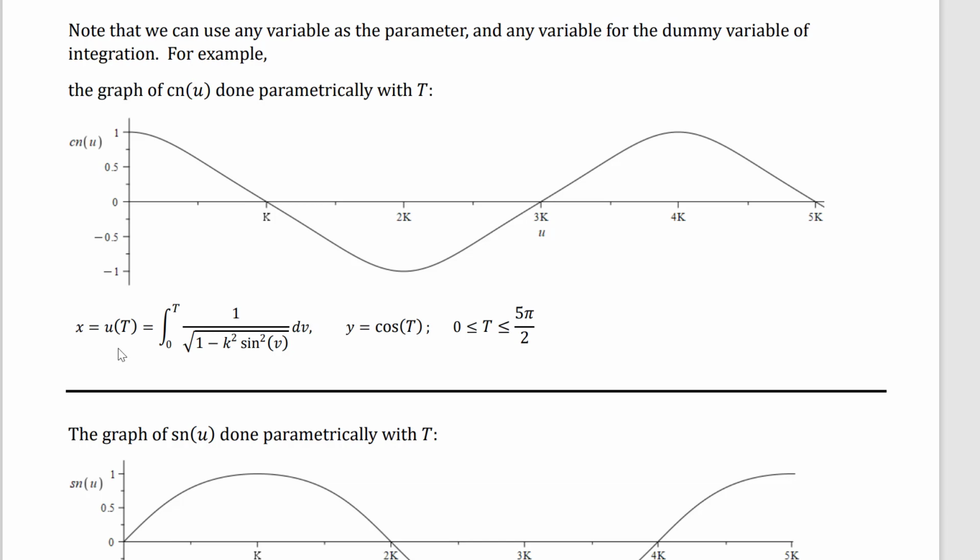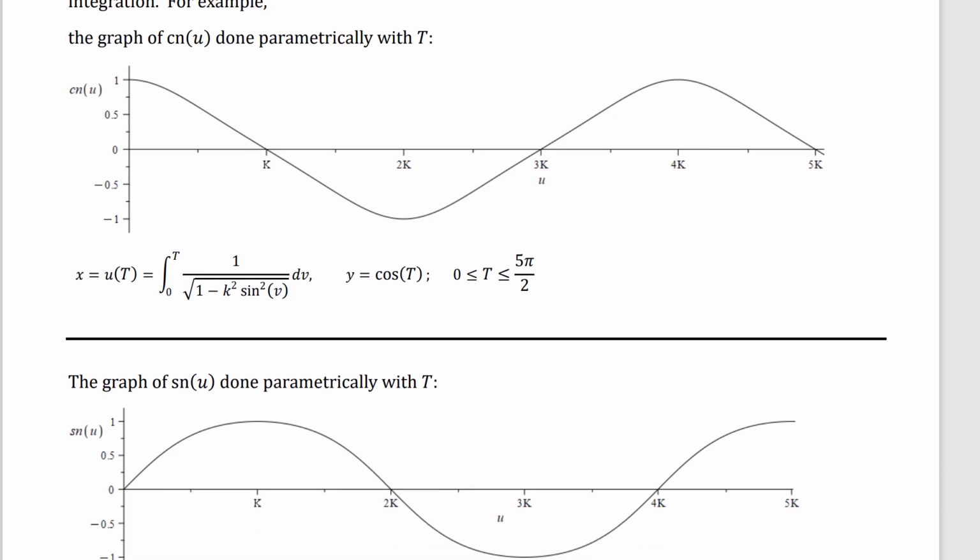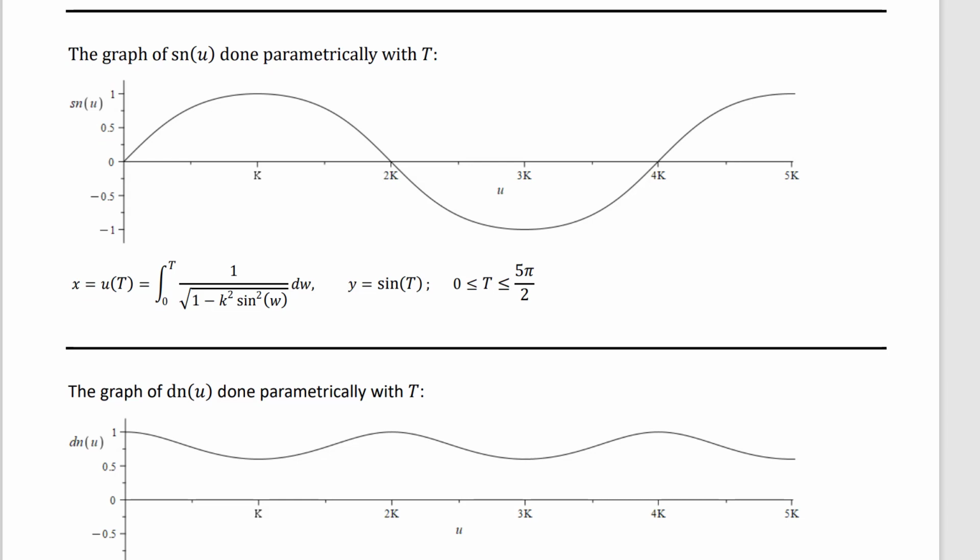Except on the graphing calculator, it's forced to be, the parameter is capital T. So I rewrote it this way. So we'll graph it using capital T as our parameter for graphing. And then the integral, the dummy variable of integration can be anything as long as it's not the same as the upper limit. So I wrote it as V for Kunyu or W for Sunyu.